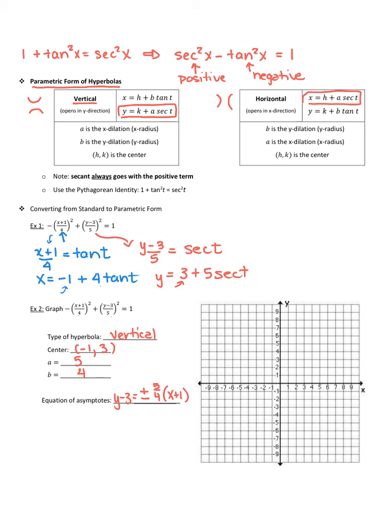And so to graph it, we go negative 1, 1, 2, 3. And that means 5, 1, 2, 3, 4, 5. And then 1, 2, 3, 4. And we draw the graph. Draw the asymptotes. And then since it's going in the y direction, here's your vertex. And then here is your other vertex. Okay, and that is the main idea of a hyperbola.